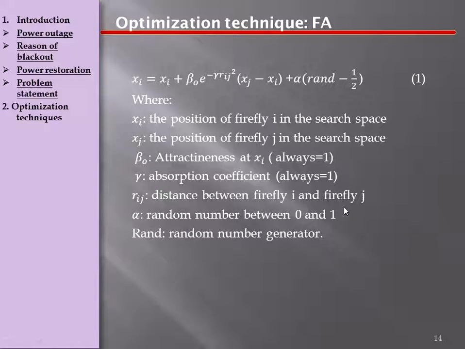rij is the distance between the Firefly i and the Firefly j. The distance is very important here in our case because you know that the brightness or the lightness of any Firefly decreases with the increase of the distance. It is inversely proportional to the square of the distance between each two Fireflies. Alpha is a coefficient and rand is a random number generated by MATLAB.